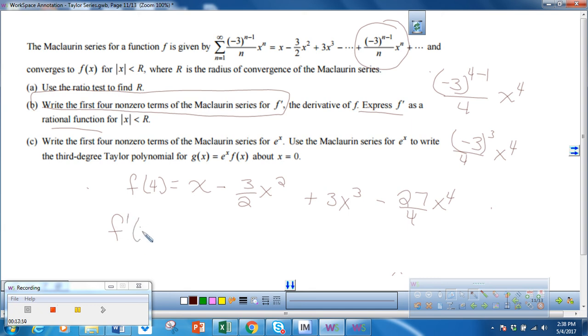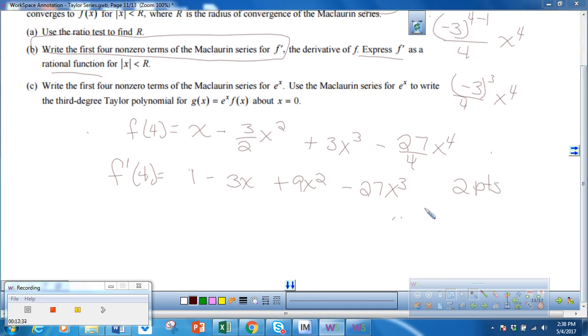But you got no points for that. You got points for finding the derivative. And to find that derivative, you just take the derivative of each of these individually. So 1 minus 3x plus 9x squared minus 27x cubed. So that was worth 2 points.